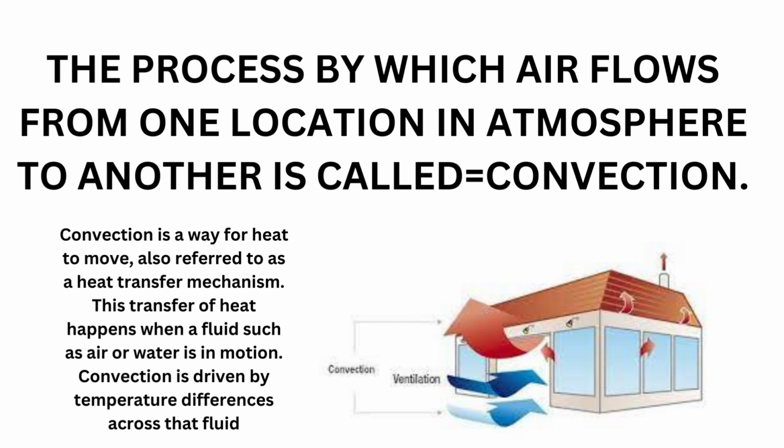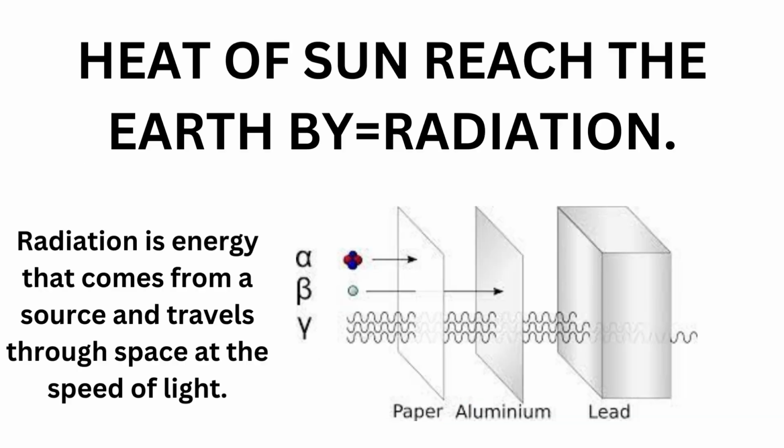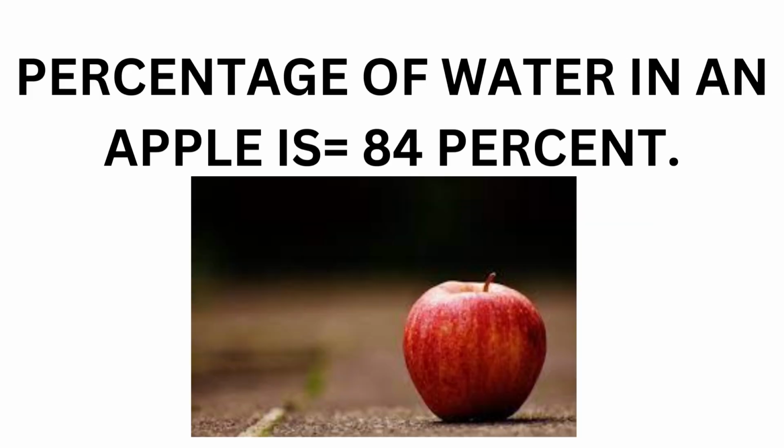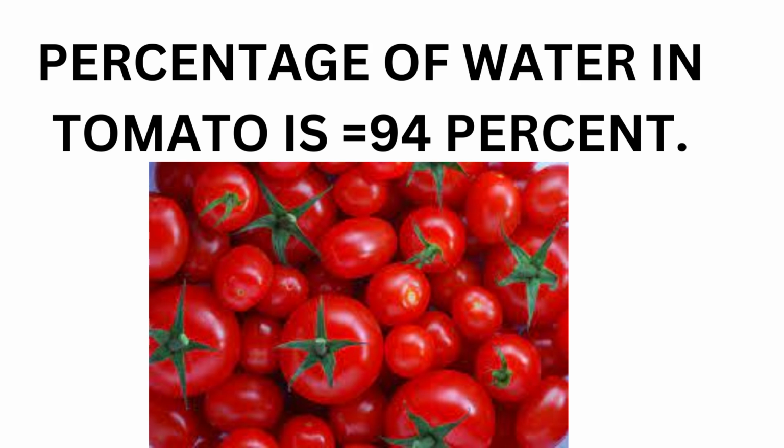First of all, the process by which air flows from one location in the atmosphere to another location is called convection. Next, heat of the sun reaches the earth by radiation, and the percentage of water in an apple is 84%, and the percentage of water in a tomato is 94%.